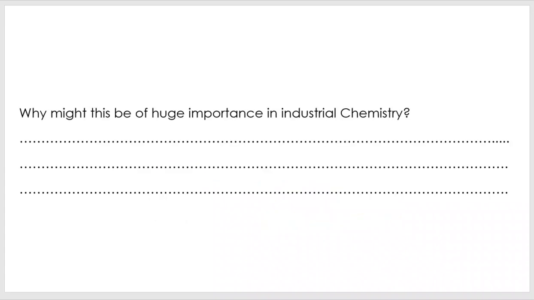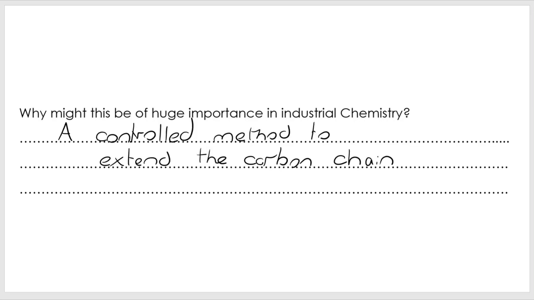Okay, why would this be of huge importance to the chemical industry? What I hope you can see is we've done something that's very, very unusual. We have extended the carbon chain, but there's a key word here. We've controlled the extension of the carbon chain. It goes up by 1. Now, we've seen extension of the carbon chain in free radical substitution mechanisms, but they are not easily controlled. You don't get one defined product at the end. So this is massively important.